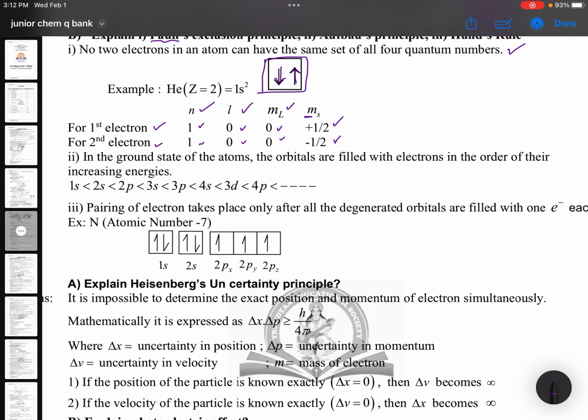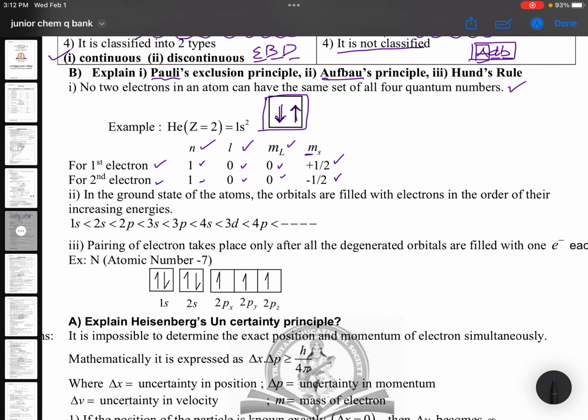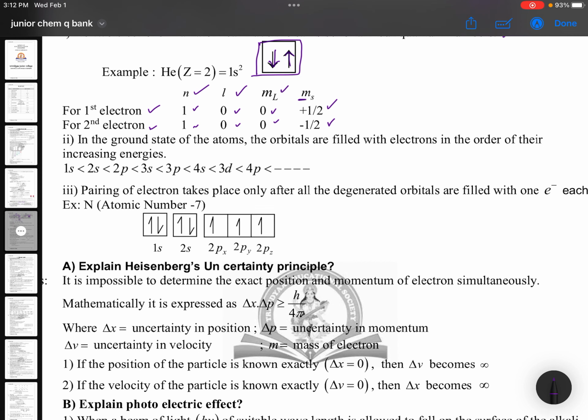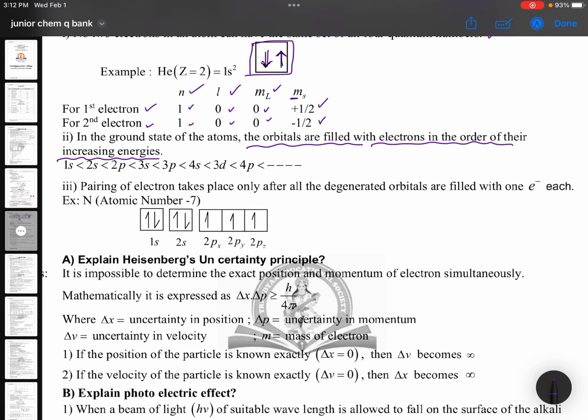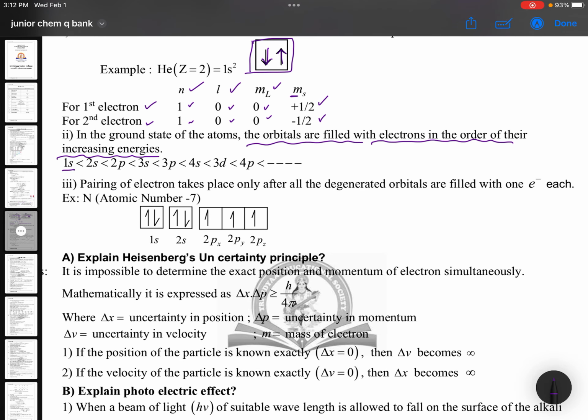And second rule is Aufbau's principle. Aufbau's principle is, in the ground state of the atoms, the orbitals are filled with electrons in the order of their energies, increasing energies. That means you can say like this also. Electrons first enter into lowest energy orbitals possible, then they enter into higher energy orbitals. कौन सा भी चलेगा? Fine. 1s, 2s, 2p, 3s, 3p, 4s, 3d, 4p, so on. If you write this much, that's enough.